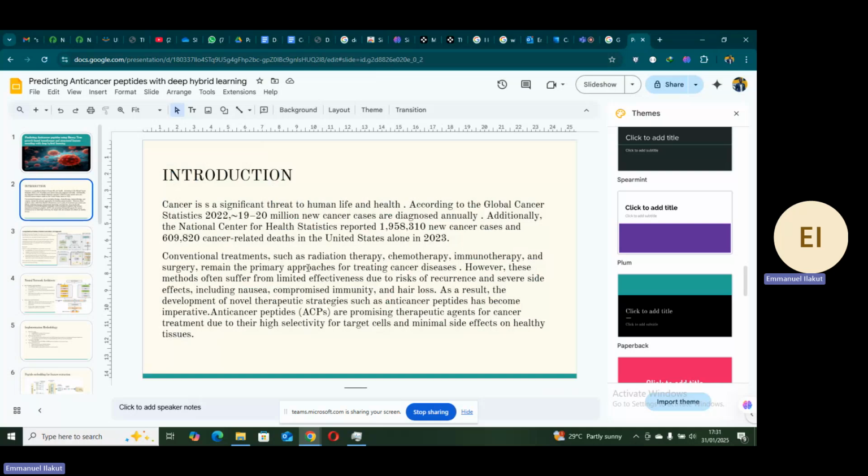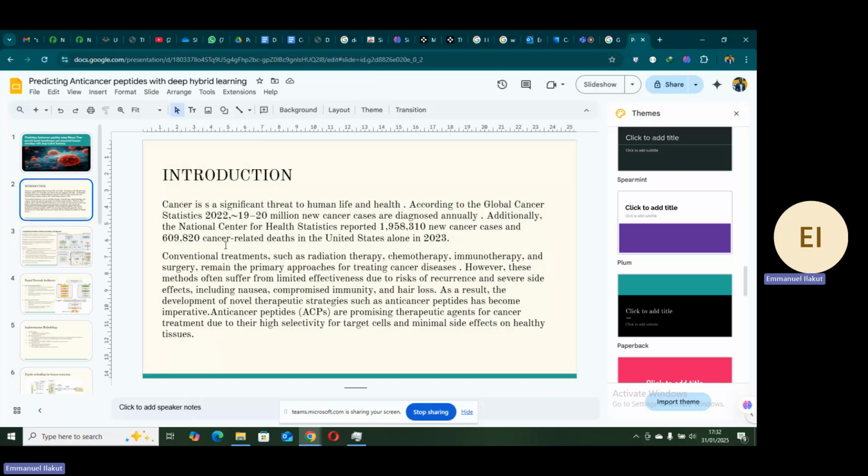As we are aware, cancer is a significant threat to human life and health. According to the Global Center Statistics of 2022, about 20 million new cancer cases are diagnosed annually, and we have about 1.9 million deaths. This is in the US alone, so you can only imagine what that number is worldwide.